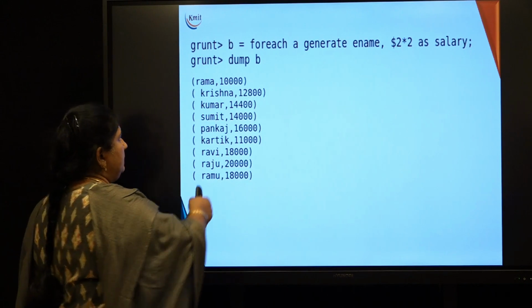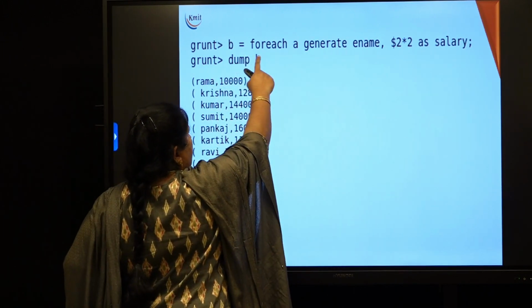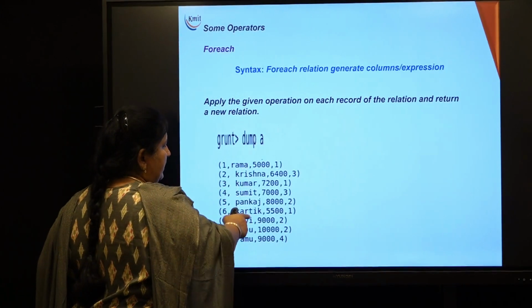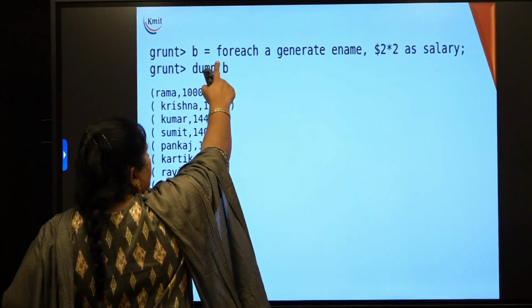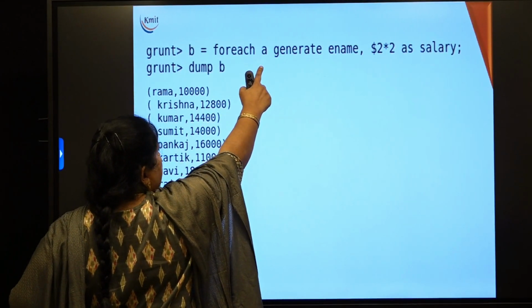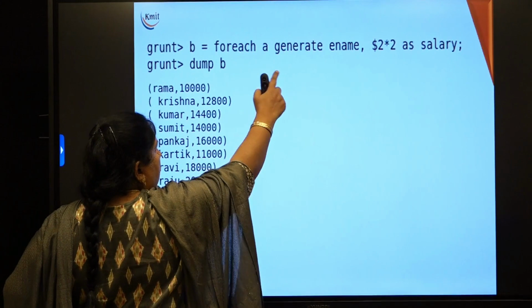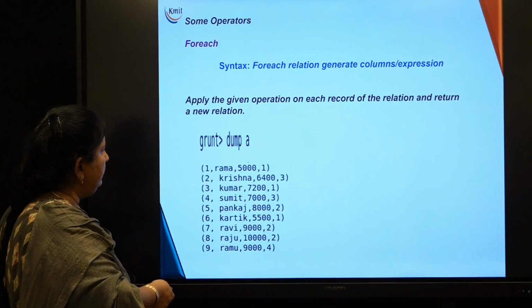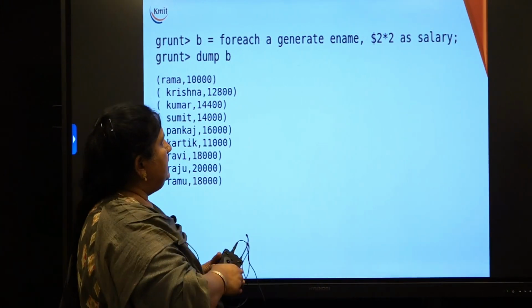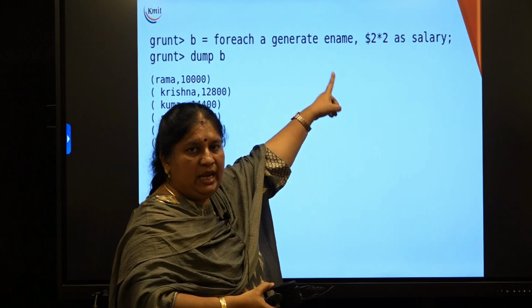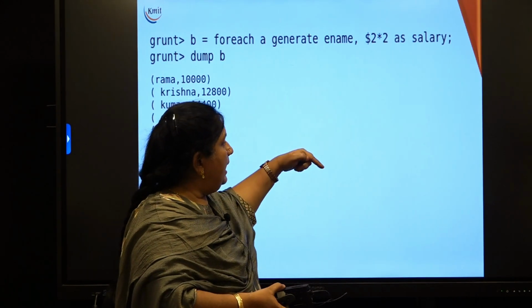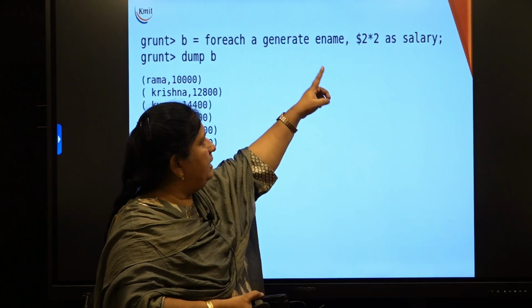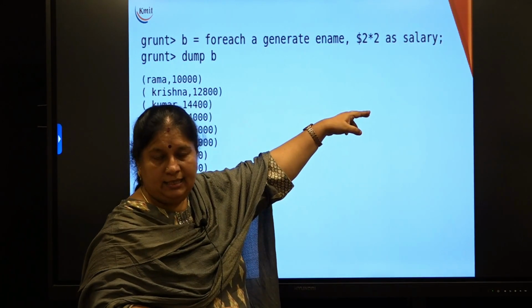Now B is equal to, for each A. What is A? A is the relation which is given in the previous one. So for each tuple in the relation A, generate means I want to see the output. What output do you want to see? In the output, E name, that is the employee name, and the second attribute $2 should be multiplied by 2 as salary.